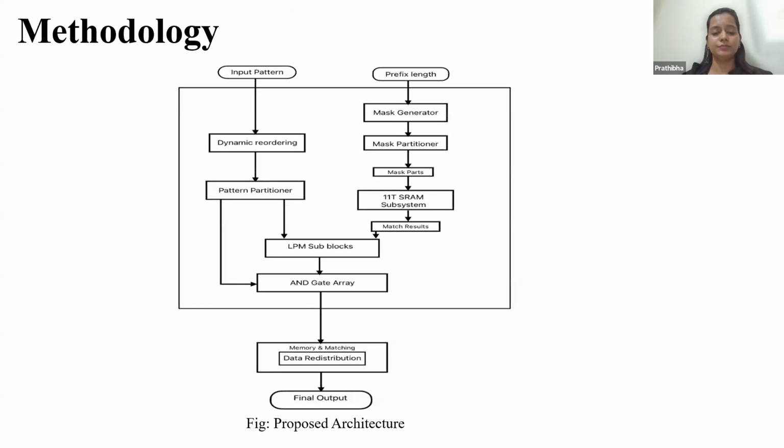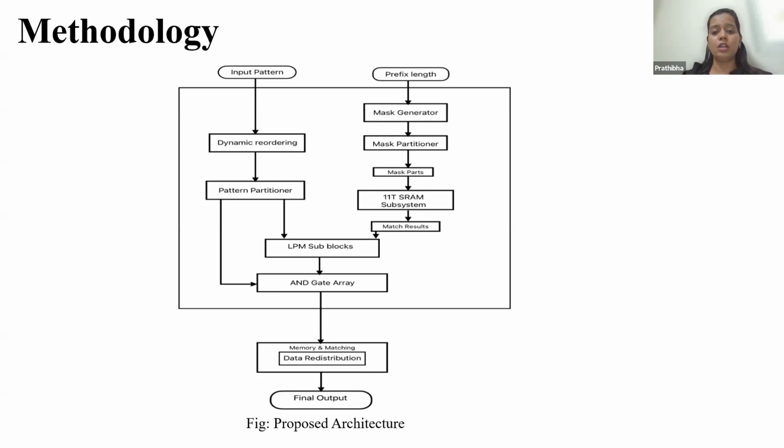Coming to the methodology, the input pattern is provided to the system. Based on the prefix length, a mask generator creates a bit mask. Then the dynamic reordering is done, where it rearranges the bits to distribute wildcard bits evenly. The pattern partitioner splits the input into multiple sub-patterns. Each partition is processed in parallel using the LPM subblocks, which are divided into multiple blocks so that it can be done in parallel.